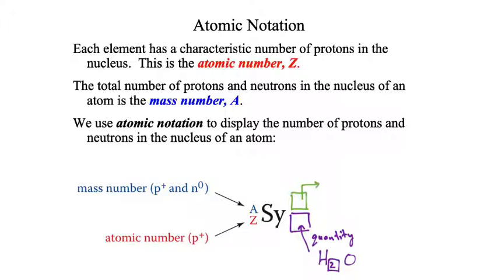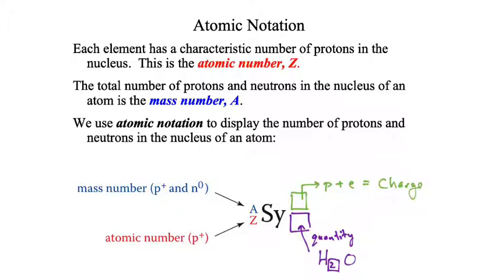They're both in the nucleus. They're both the same mass. What do protons and electrons have in common? They're charged. They're both charged. So that upper right-hand corner is the protons and the electrons coming together to give us the charge.